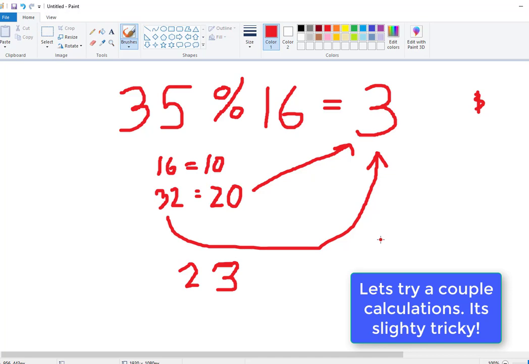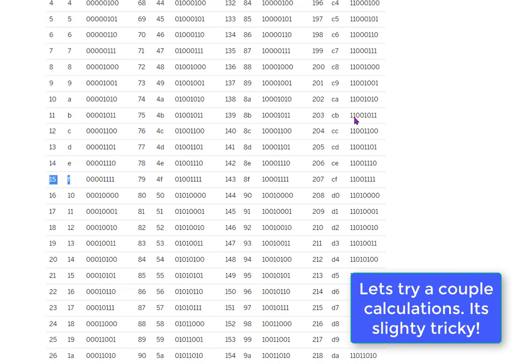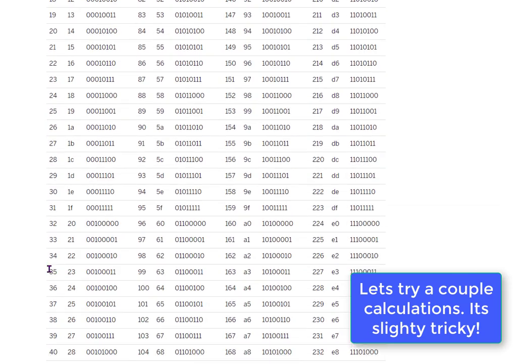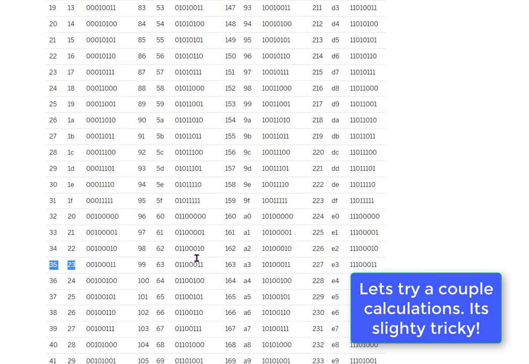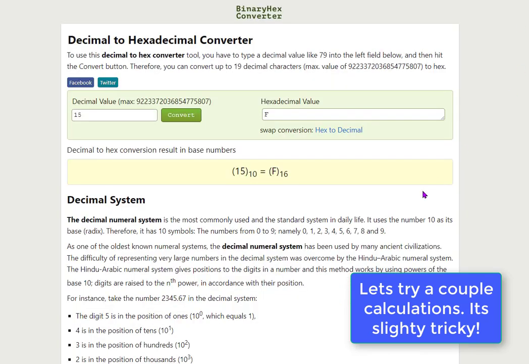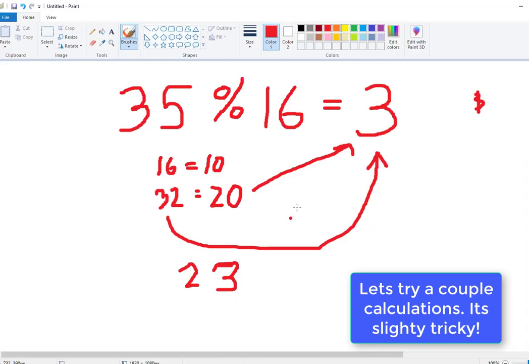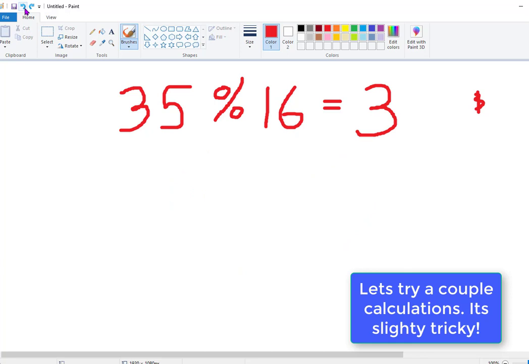All right. And we can test that out. We can go to the chart and we can see that 35 is 23. All right. Now let's do one that ends in a letter, because we need to practice getting some answers with a letter. Let's leave the 16 and the percent sign, and let's get rid of 35.